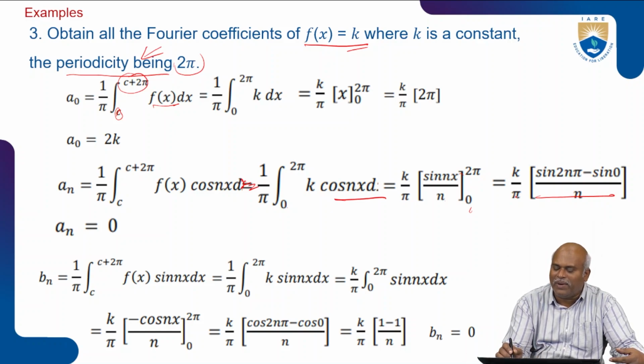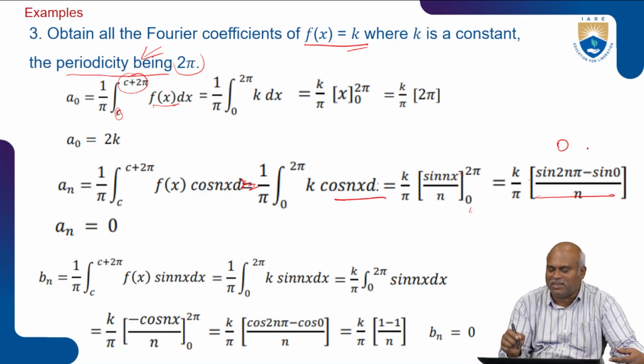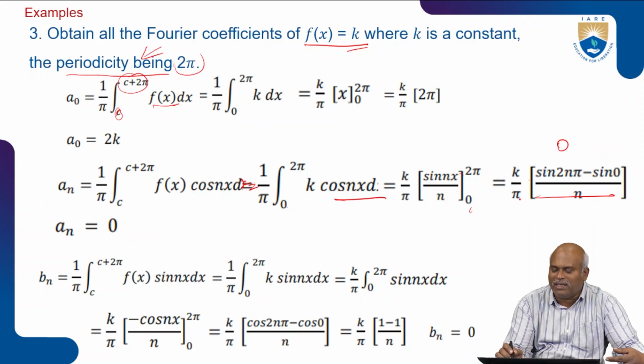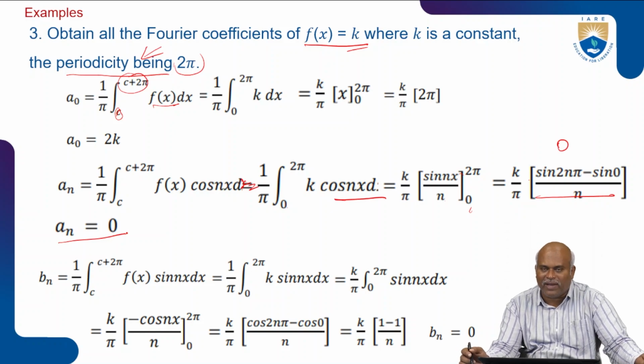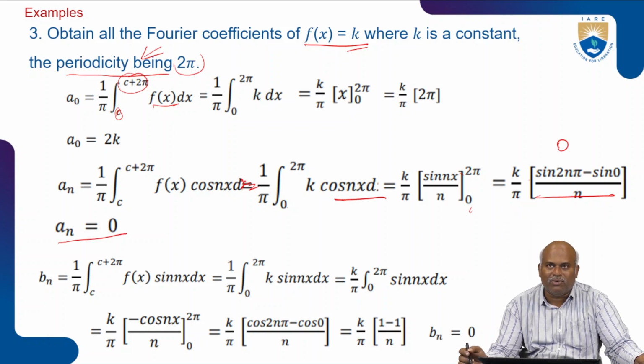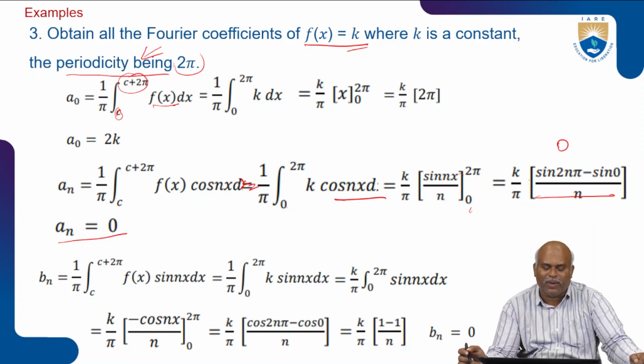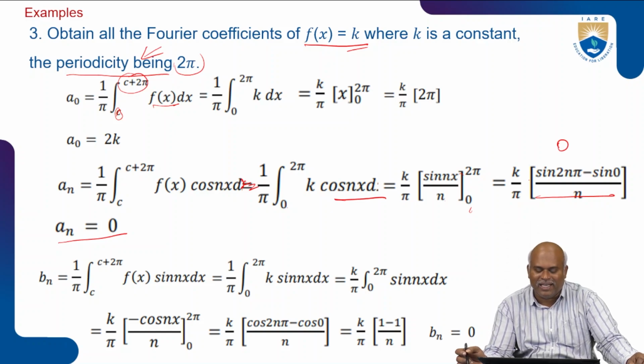So k into pi 0, this term is represented as 0. Then k into pi, k divided by pi 0, we write as a of n equal to 0. Next we need to find b of n. b of n is equal to 1 by pi integration from c to c plus 2 pi of f of x sin nx dx we write.